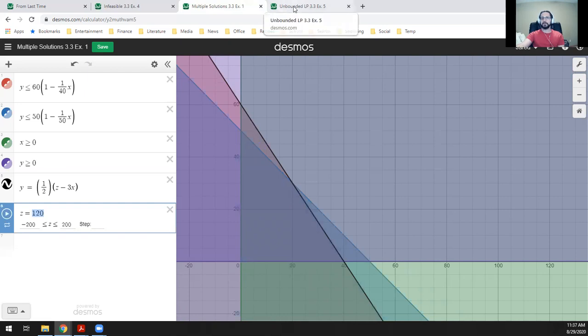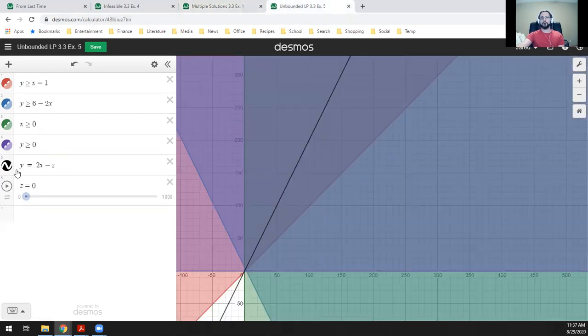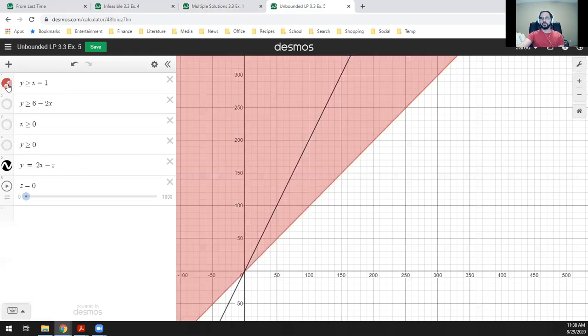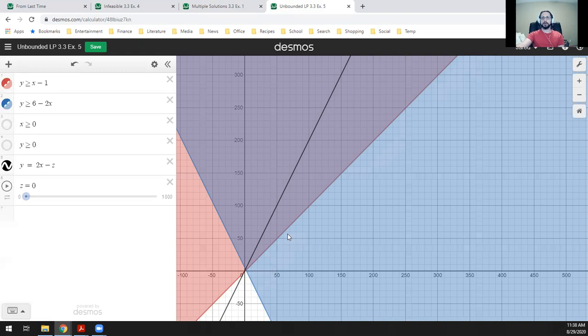The very last special case when trying to solve LPs is the unbounded case. I'm going to show you these constraints that come about from example 5 in 3.3. Again, I've done the rewriting. I want everything bigger than x minus 1, that's this red area, as well as everything bigger than 6 minus 2x. So this will be the purple area, along with the two constraints obviously to the right of the y-axis and above the x-axis. So here is the objective function.